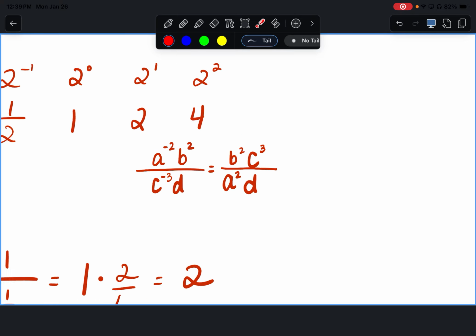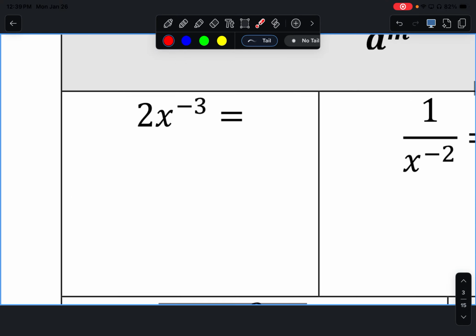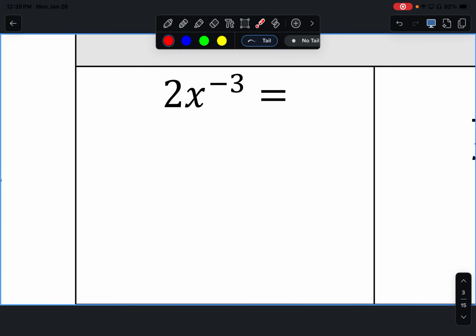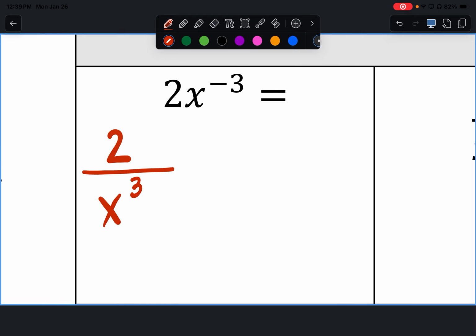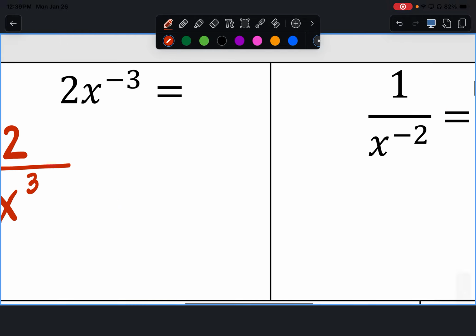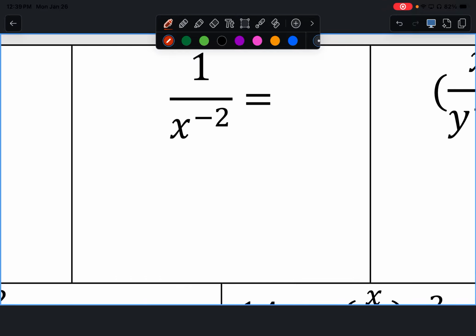Okay, so for the negative exponent section, let's do these questions. For this one here, is 2 being raised to the power of negative 3? No. It is not in parentheses, so it is not being raised to the power of negative 3. So will 2 stay in the numerator or the denominator? Where would I put x to the negative 3? And it needs to become x to the positive 3.